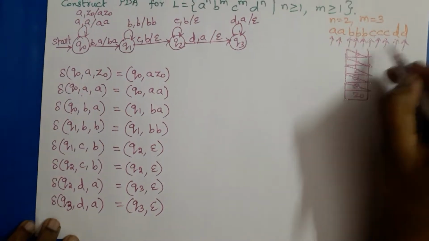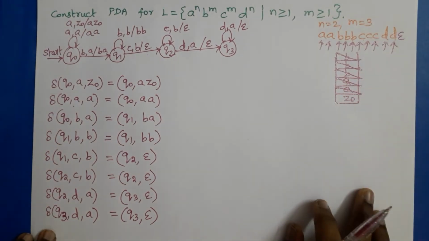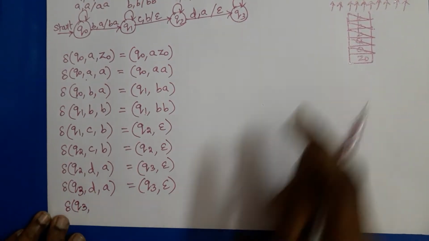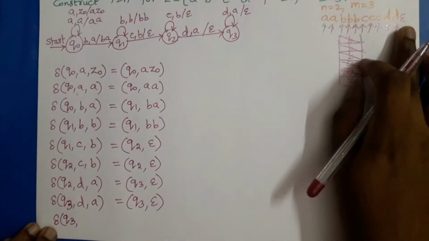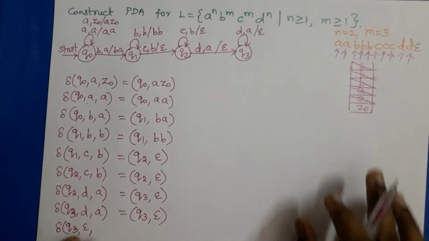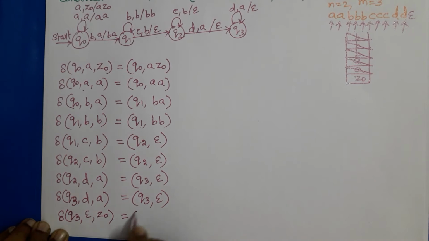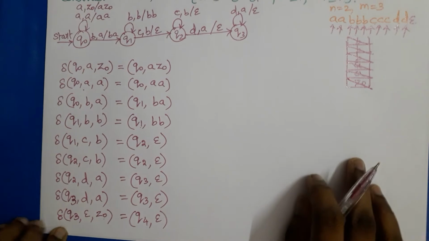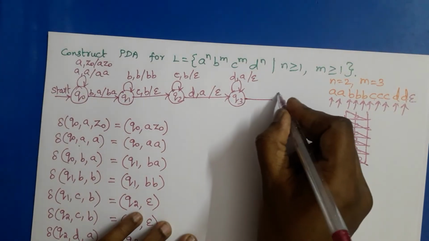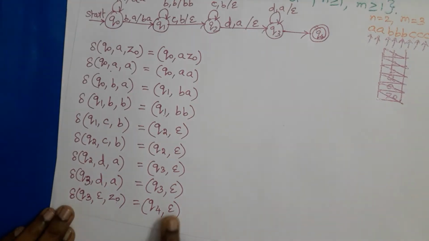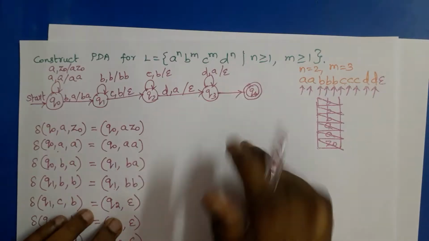So now input symbols are fully consumed. So now the next symbol is epsilon. So current state is Q3, next input is epsilon, and top of the stack. What is top of the stack? Z0, which means we can go to the final state Q4 and we can empty the stack also. So this is also popped from the stack. So final state Q4. From Q3 to Q4, epsilon comma Z0 slash epsilon.